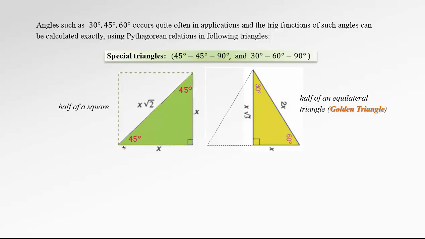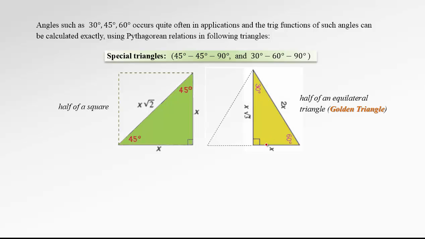The first triangle comes from cutting a square along the diagonal. This way, we obtain a right-angle isosceles triangle with the acute angles of 45 degrees. Using the Pythagorean equation, we can prove that the diagonal of a square with the side of x units has the length of x root 2 units. Therefore, we will be able to tell the exact values of sine, cosine, and tangent of 45 degrees.